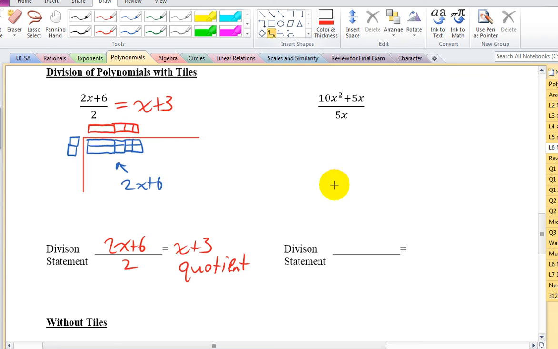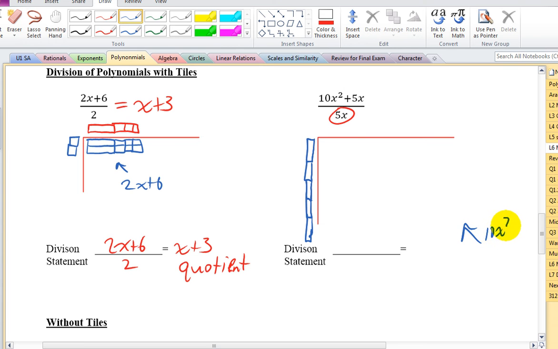Okay, a harder one, x squareds now. Now somehow you have to arrange it into 5x groups. So there's 1, 2, don't write too big, 3, 4, 5x groups. And now you have to arrange inside 10x squareds and 5x's. Bit of a challenge for you.